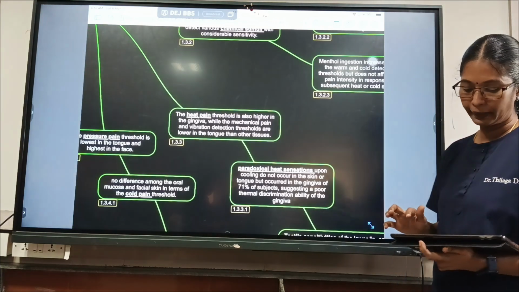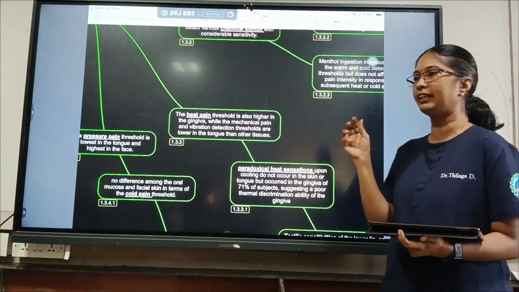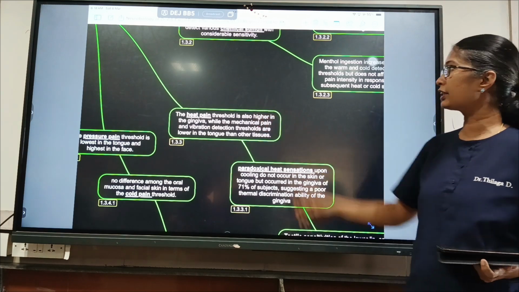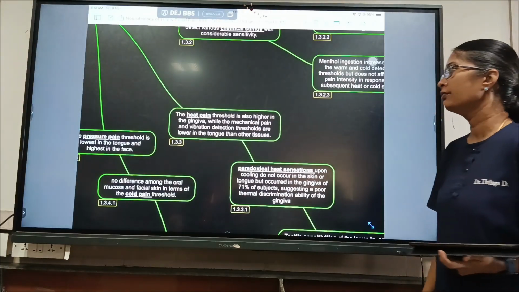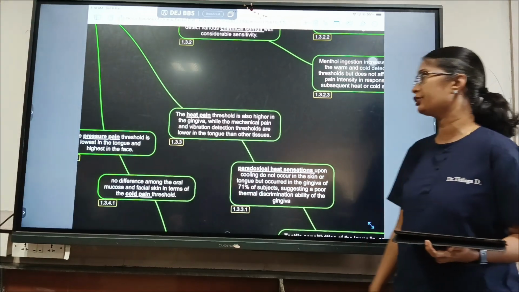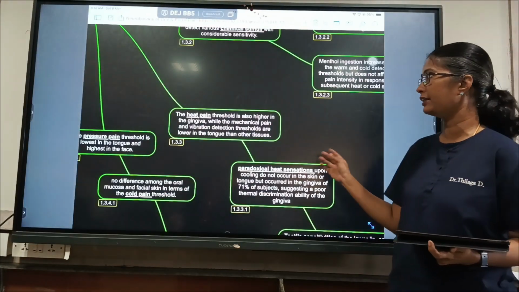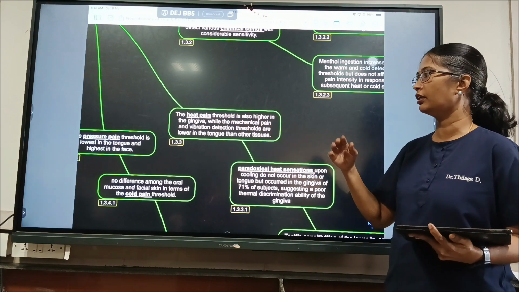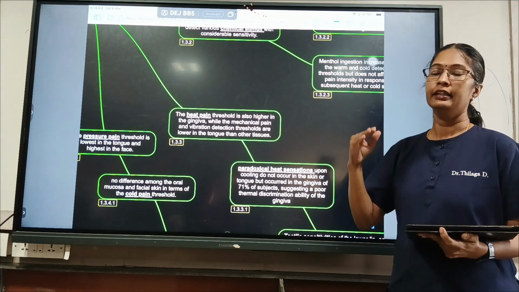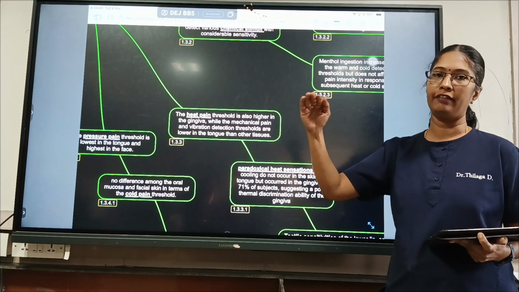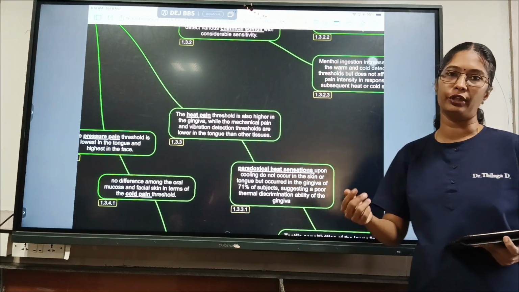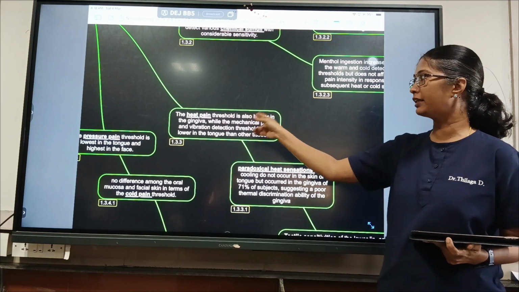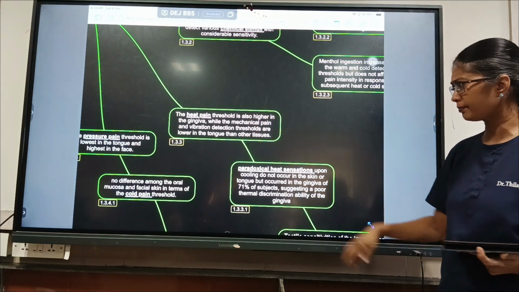And what about the heat pain? Heat pain is, to some extent we can bear the heat. After that it develops as a pain. So that is heat pain. The heat pain threshold is higher in the gingiva, while the mechanical pain and vibration detection thresholds are lower in the tongue and the other tissues. So for heat pain, the threshold is more, which means we should not confuse that it will cause more pain. Threshold is a level above which the pain will be stimulated, below which, even if you use the stimulus, it will not cause pain. So heat pain threshold is higher in the gingiva.